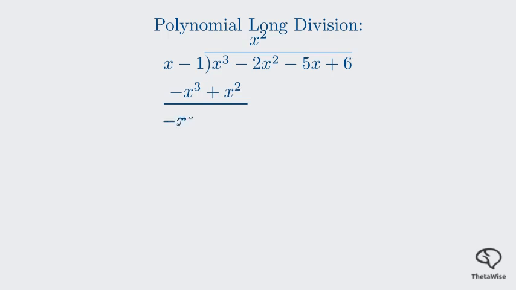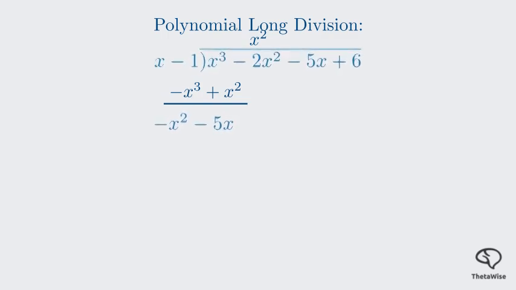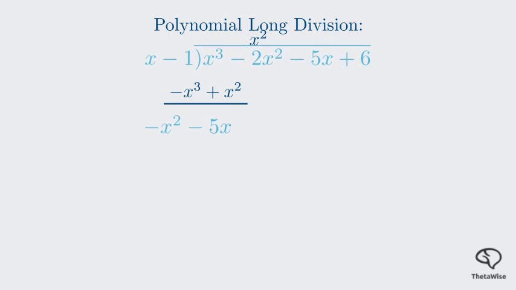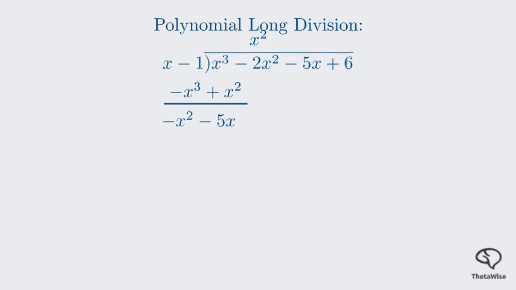Negative 2x squared minus negative x squared is negative 2x squared plus x squared, which equals negative x squared. Then we bring down the next term, negative 5x. Now we repeat the process with our new leading term. What do we multiply x by to get negative x squared? We need to multiply by negative x. We write negative x on top.